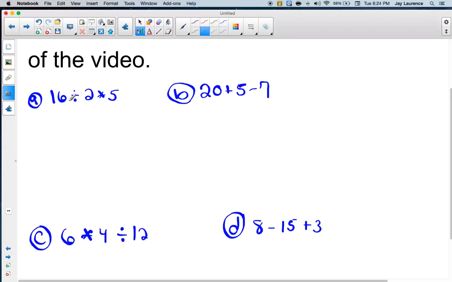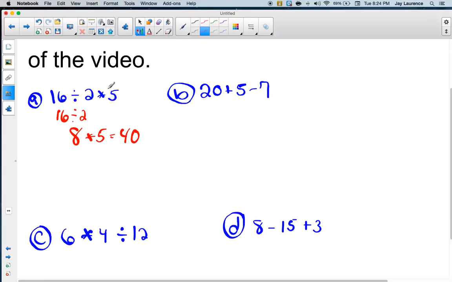All right, so now I come to multiplication or division. I notice that the division is before the multiplication. So that means I am going to do 16 divided by 2, and that of course will equal 8. And then I'm going to do the multiplication times 5, and that's going to equal 40. You see how I do that? Because the division is first, I do the division part of the problem first. I ignore the times 5.